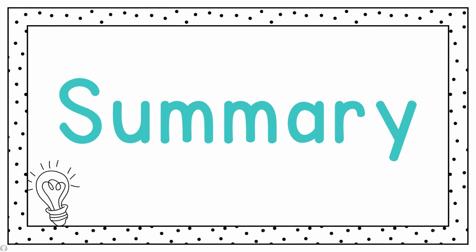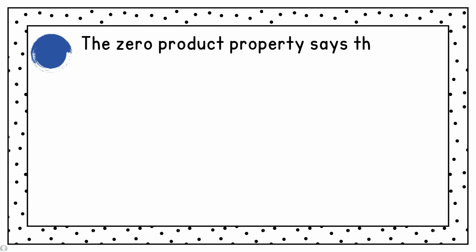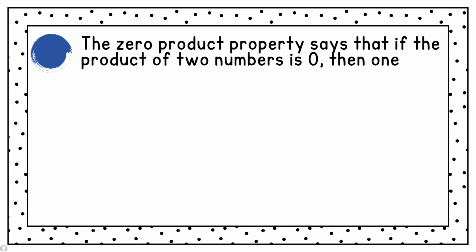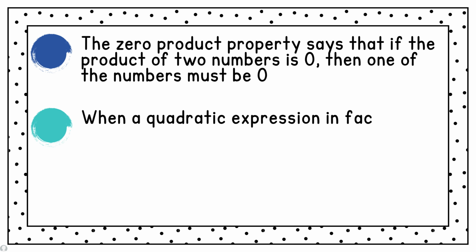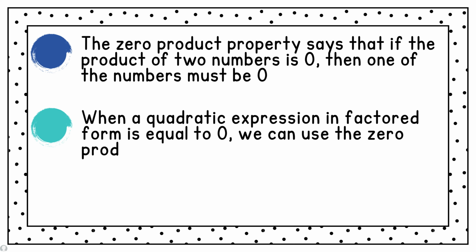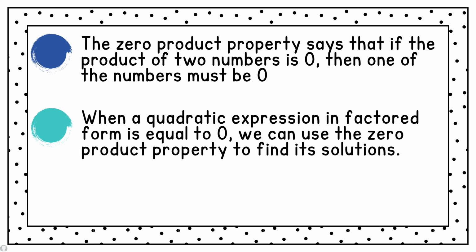To summarize what we've learned, the zero product property says that if the product of two numbers is 0, then one of the numbers must be 0. And when a quadratic expression in factored form is equal to 0, we can use the zero product property to find its solutions.